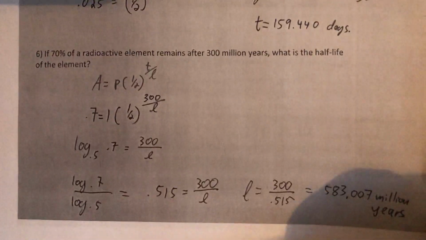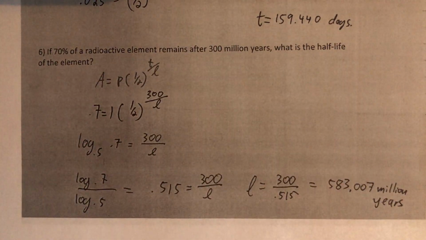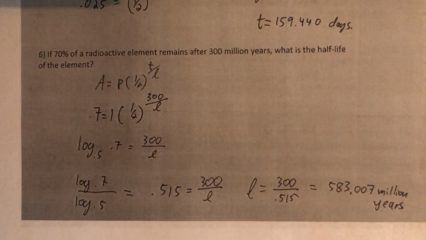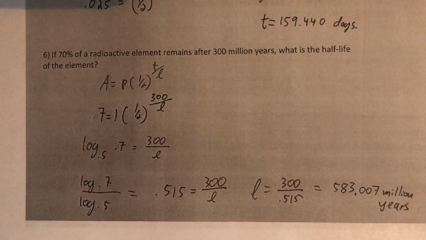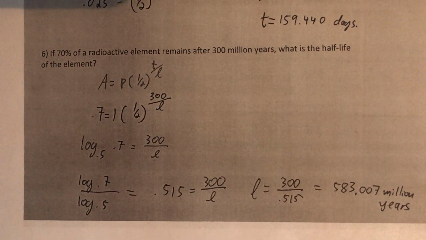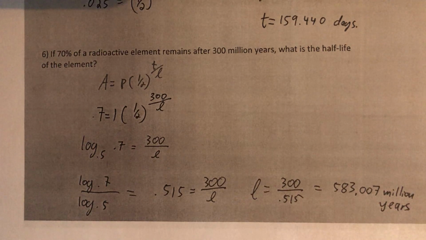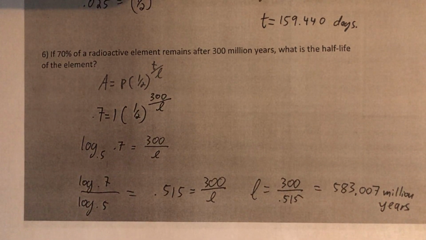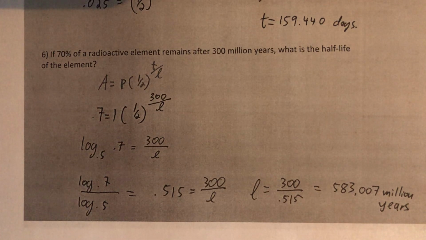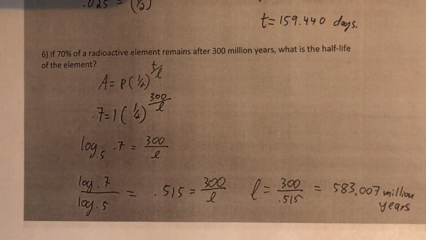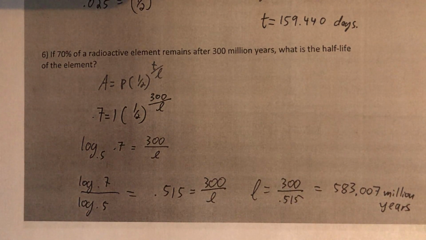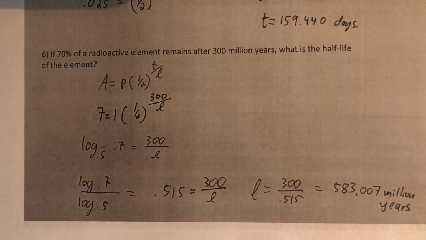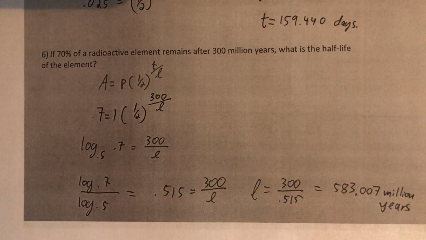All right, number 6. After 300 million years, I have 70% left of a radioactive material. What's the half-life? So dealing with percents, starting amount's always 1. So 0.7 equals 1 times 1/2 to the 300 divided by L. In this case, 300 is time. We are looking for half-life in this case.